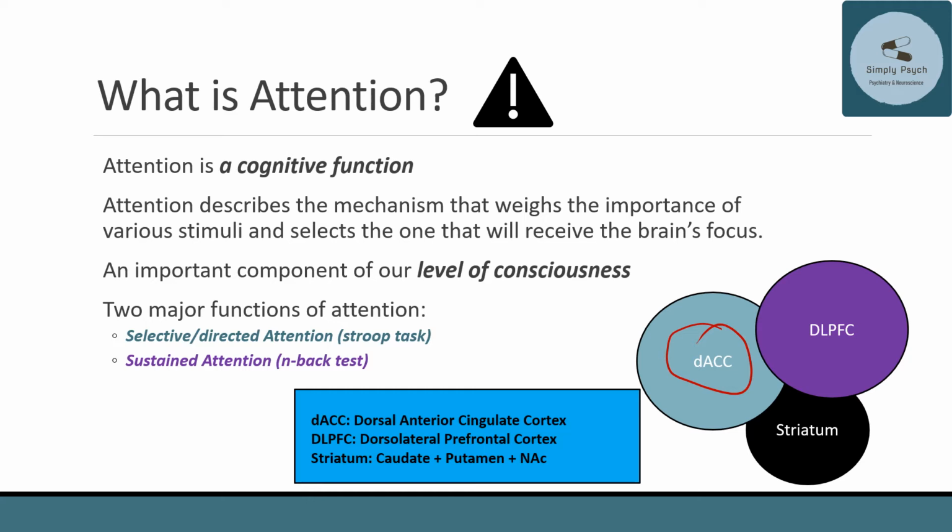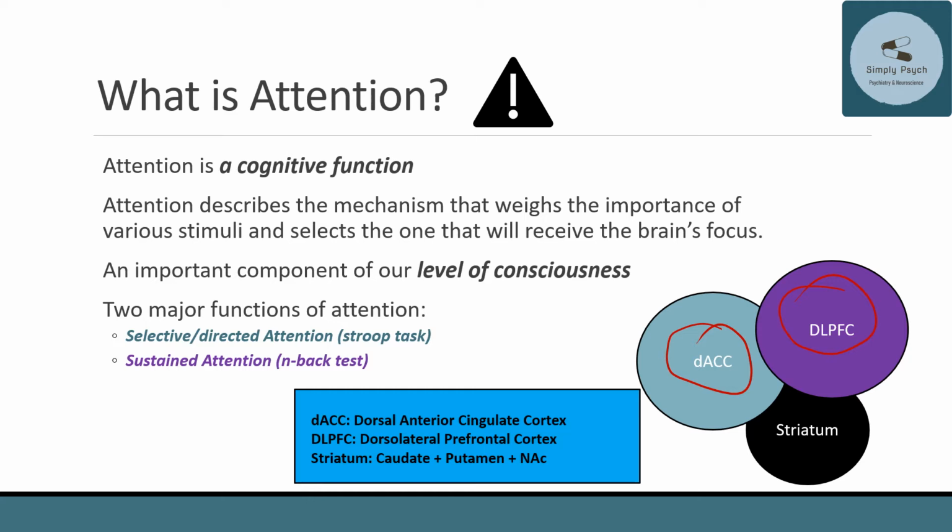The Stroop task is just one of them. And then the second major function is sustained attention, and that's really your ability to maintain concentration on a particular task, and that's best illustrated by the n-back test. There are many different ways, again, to illustrate sustained attention, but sustained attention primarily involves the dorsolateral prefrontal cortex, but also its connections to the various regions of the brain, particularly the parietal lobe.